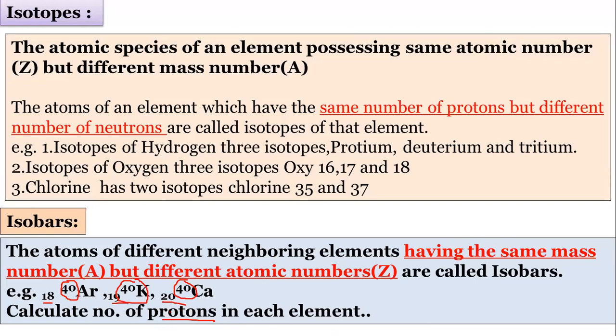Students think neutrons are asked, but actually the protons are asked. Now tell me, in case of calcium, how many neutrons are present? 20. 20, because 40 minus 20.